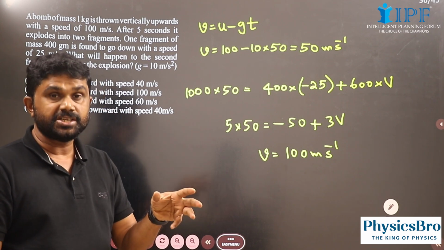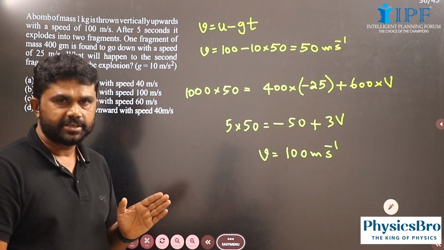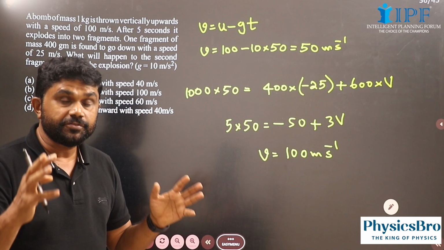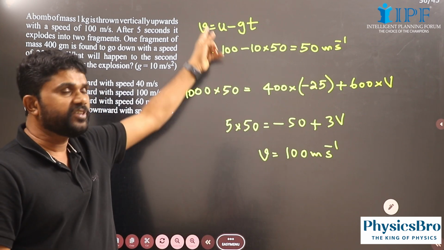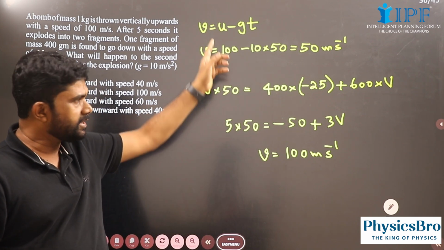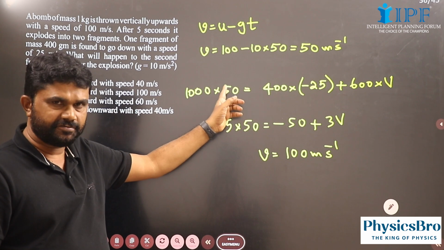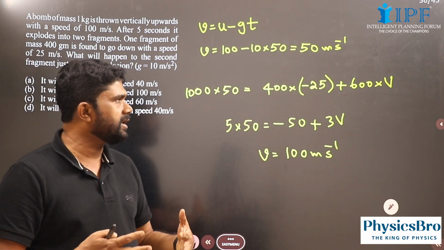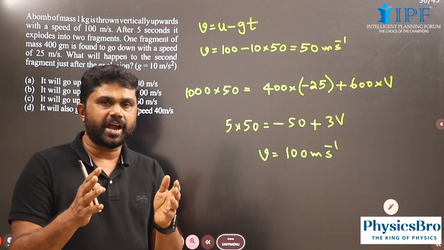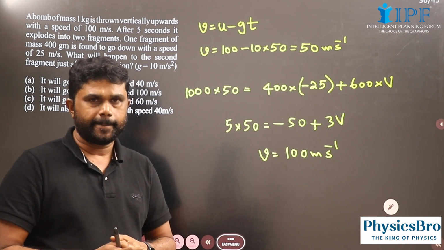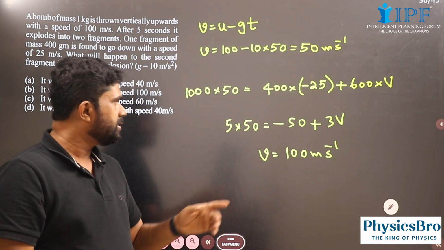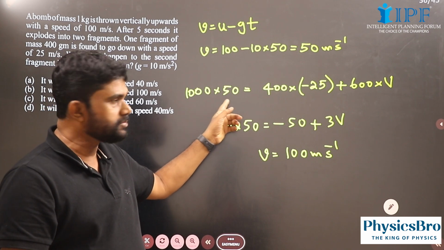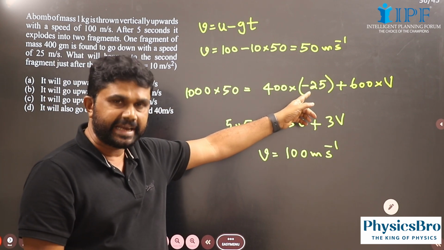1000 gram initial mass, and its velocity is 50. That I have taken positive, indicating, see, upward direction I have taken positive. Okay, that's why this upward velocity 50 meter per second I have taken positive. Okay, now after explosion, one fragment which is of mass 400 gram moves down. Okay, this upward 50 I have taken positive, so the downward 25 must be negative.